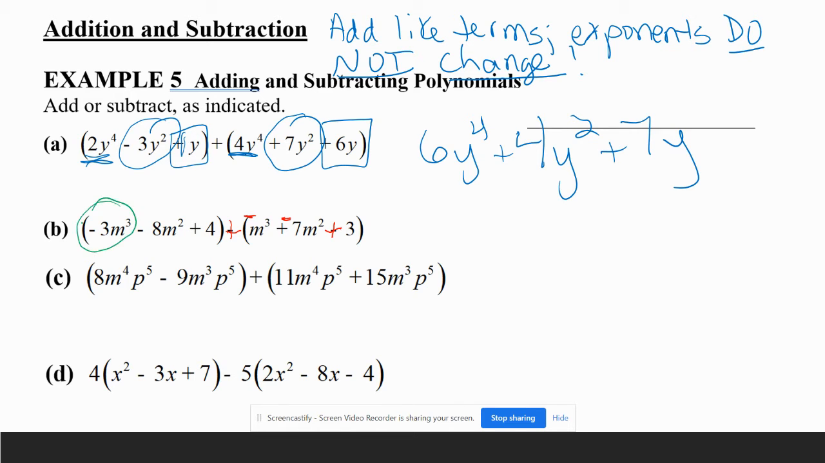We have negative 3m to the 3rd plus negative m to the third. Remember, there's a negative 1 there. So negative 3 plus negative 1 is negative 4m to the third. Negative 8m squared plus negative 7m squared is negative 15m squared. 4 plus 3 is 7. This is in standard form because I go from third power to second power to no exponent. And none of these are like terms for me to be able to combine those any further.